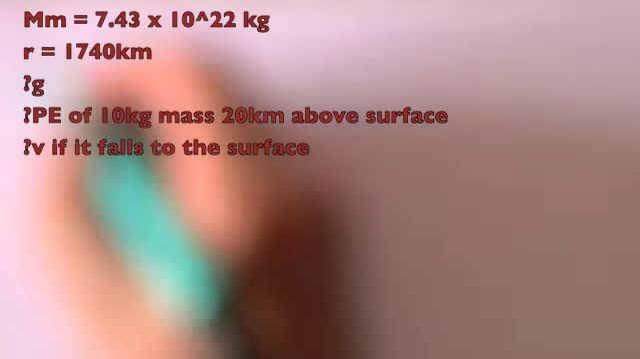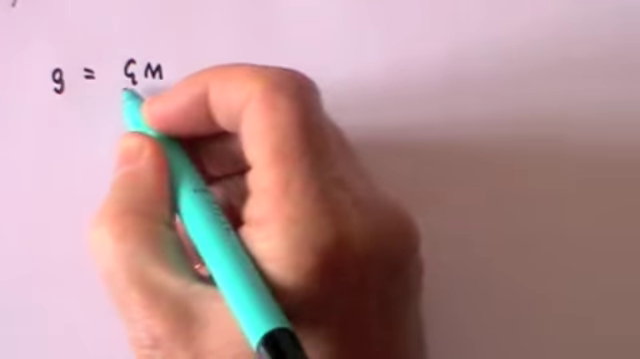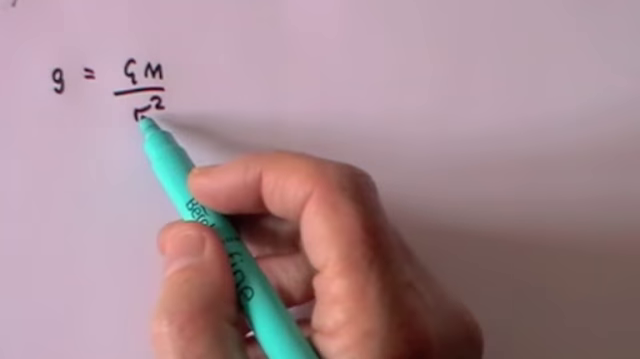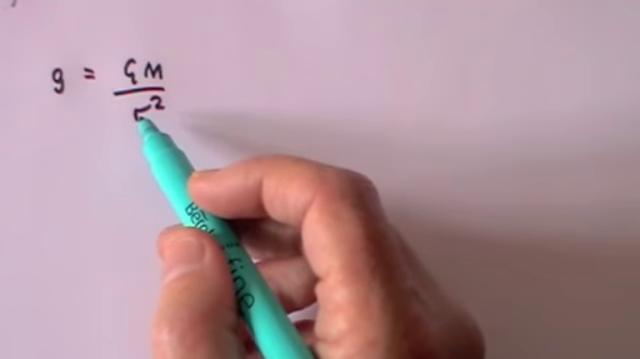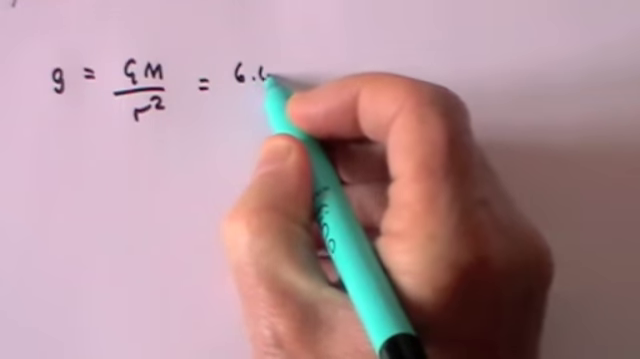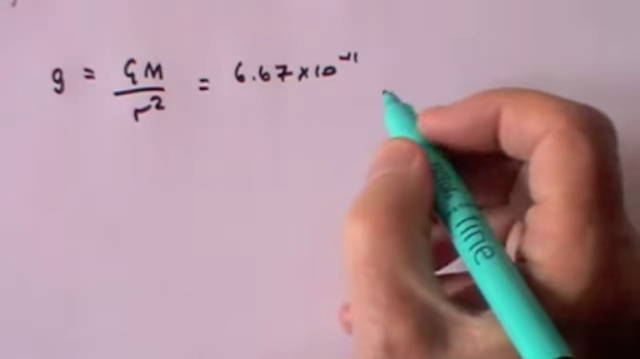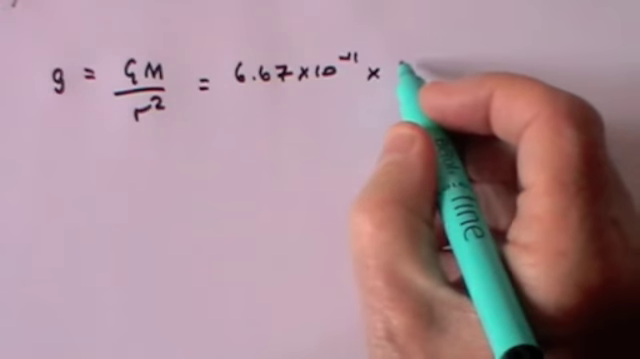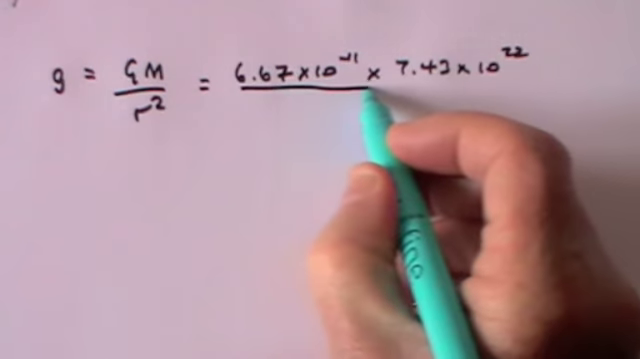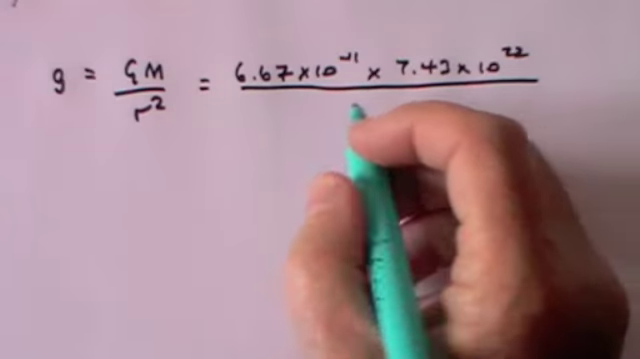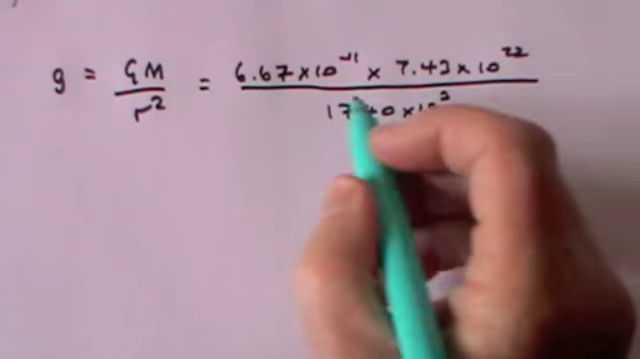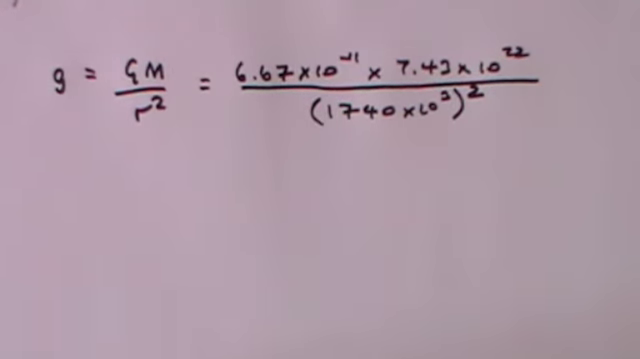We use the formula that g is equal to GM over r squared, to find the gravity on the surface, where r, of course, will be the distance from the centre of the Moon to the surface, that is its radius. And that's going to be equal to G, which is 6.67 times 10 to the minus 11, multiplied by the mass of the Moon, 7.43 times 10 to the 22 kilograms, divided by r squared. Well, the radius we were told was 1740 kilometers, so don't forget that has to be first converted to meters, and then the whole thing has to be squared.